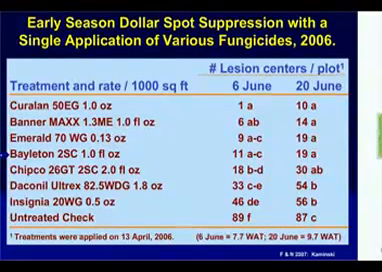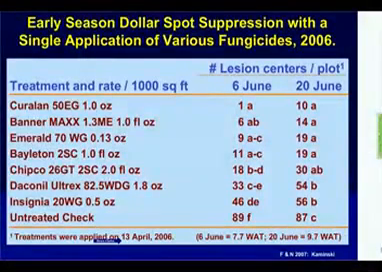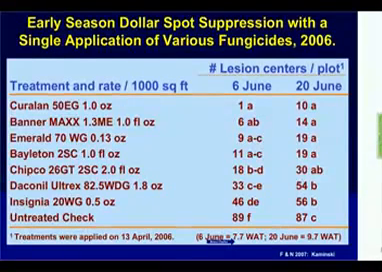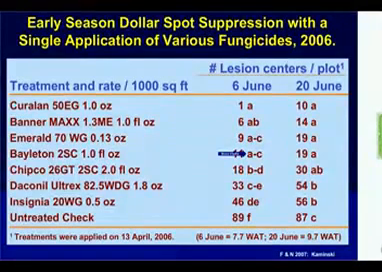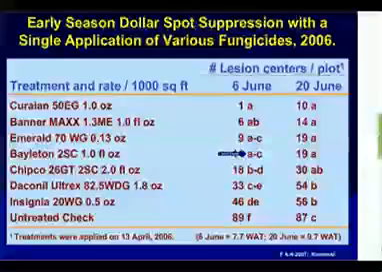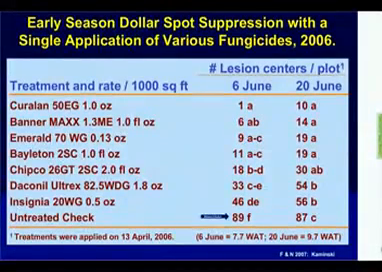And essentially what you're seeing here is that one application was made on April 13th. They started seeing disease development June 6th, which was essentially 7.7 weeks after that application. And they're seeing some significant suppression of dollar spot here with Curalan, only 1 dollar spot per plot, Banner or Emerald or Velista, 6 to 11 spots per plot. If it has the same letter, essentially it's statistically equivalent. So the first 4 products here are giving you equivalent levels of dollar spot control compared to the untreated, 89 spots per plot.